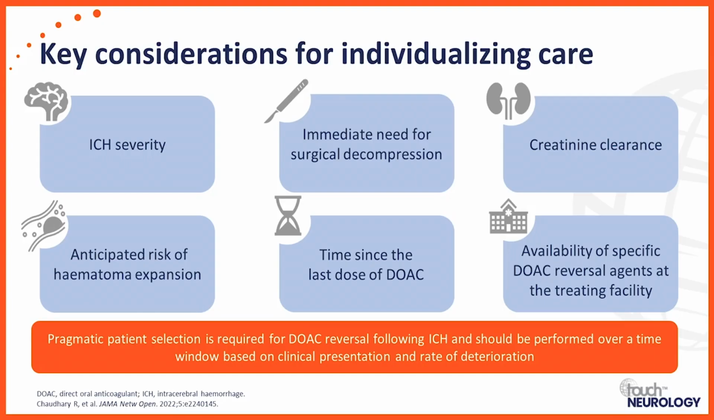So we use a surrogate of time, which we know is not particularly accurate. But if a patient has taken the DOAC in the last, say, 18 hours, which was the criteria for entry into the first andexanet trial, there's a reasonably good chance that most of those patients are anticoagulated and that the DOAC is playing a role in the risk of the bleed. Right? The DOAC generally doesn't cause the bleed, it just makes it worse. It increases the risk of hematoma expansion and thus poorer outcomes.